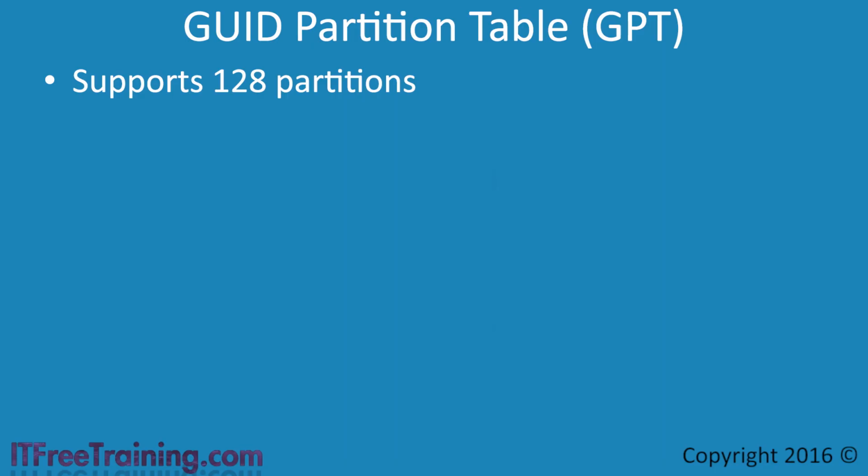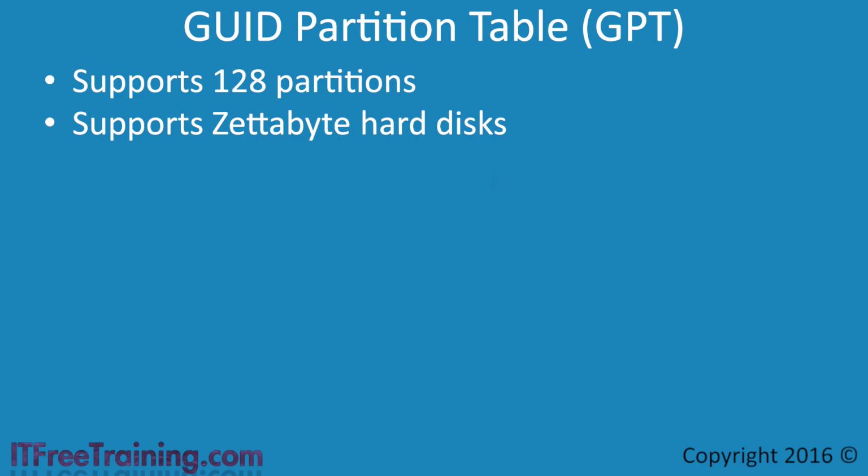The biggest difference with GPT is that it supports drives up to a zettabyte. It is not limited to 2 terabytes like MBR. The actual amount may vary a little depending on how large the drive manufacturer makes the sectors. Currently, with terabyte hard disks on the market, first petabyte and exabyte drives would need to be made before we get close to a zettabyte hard disk.